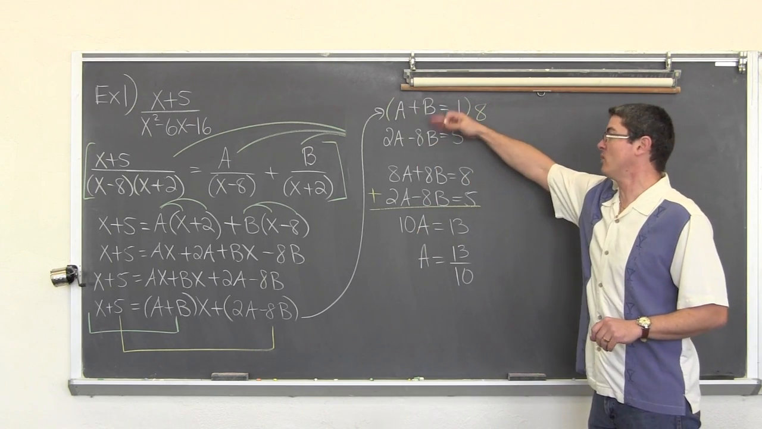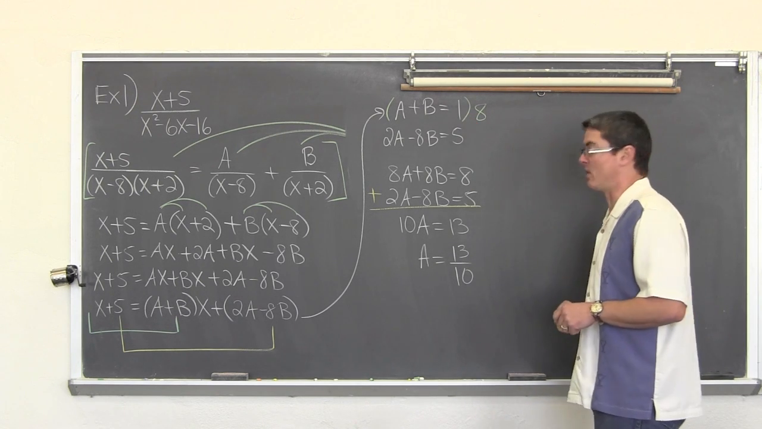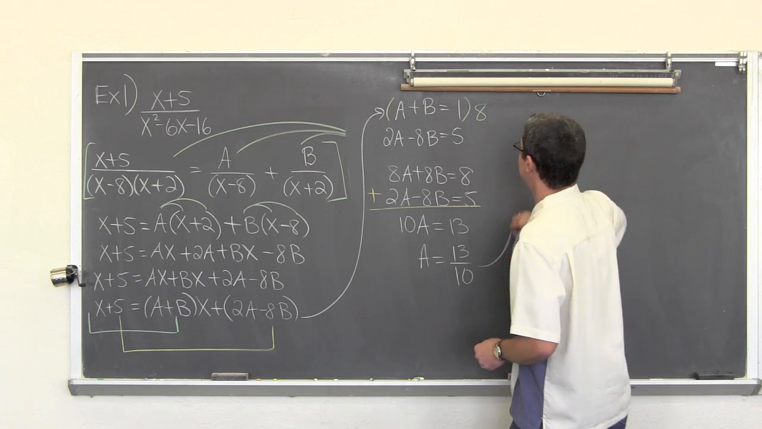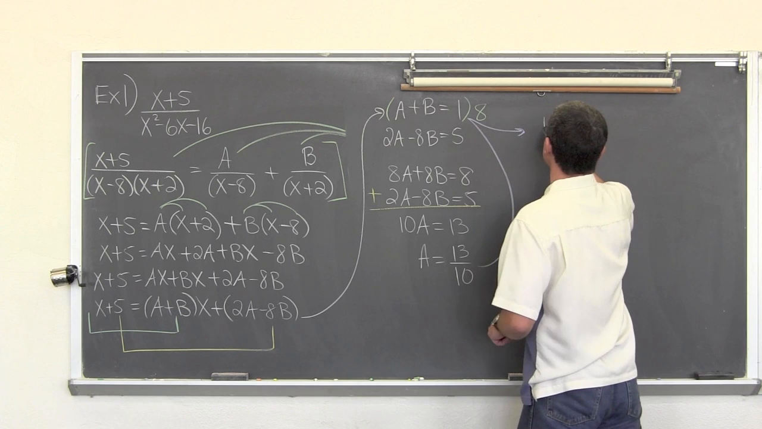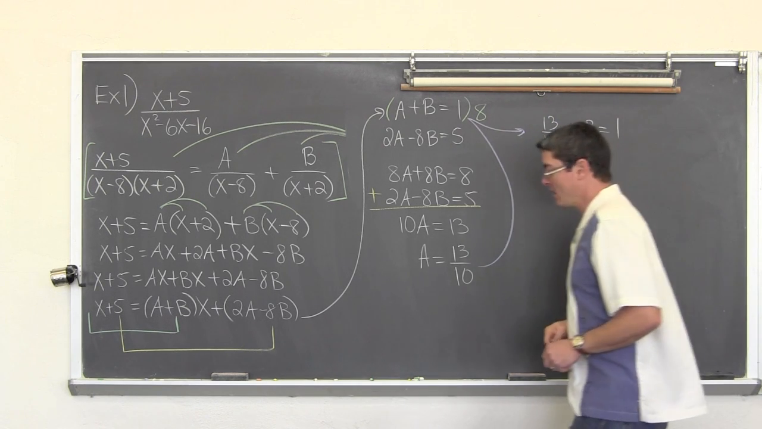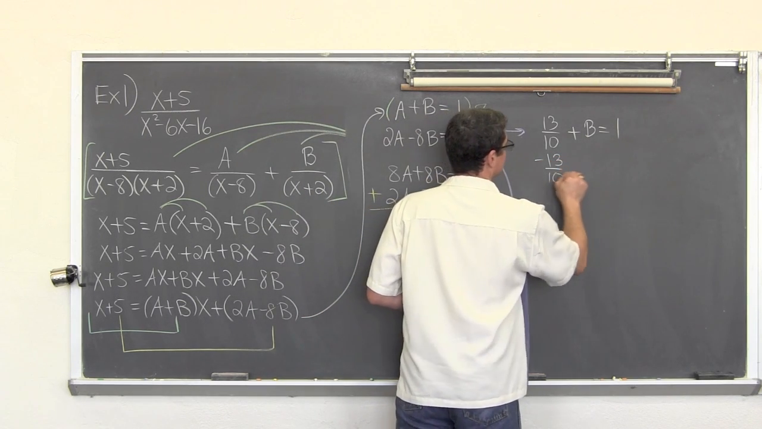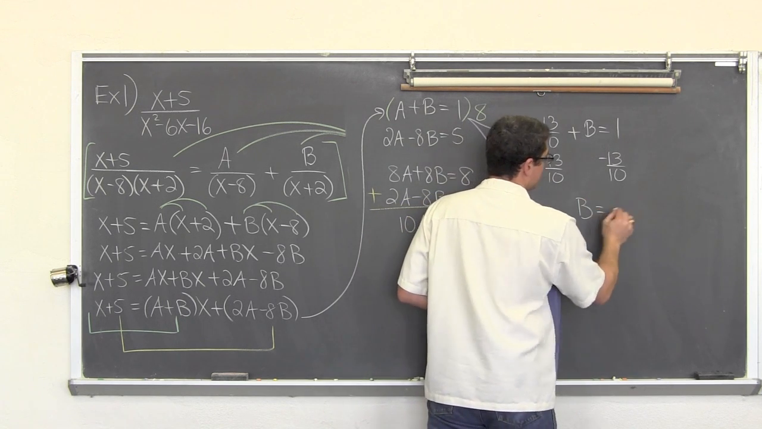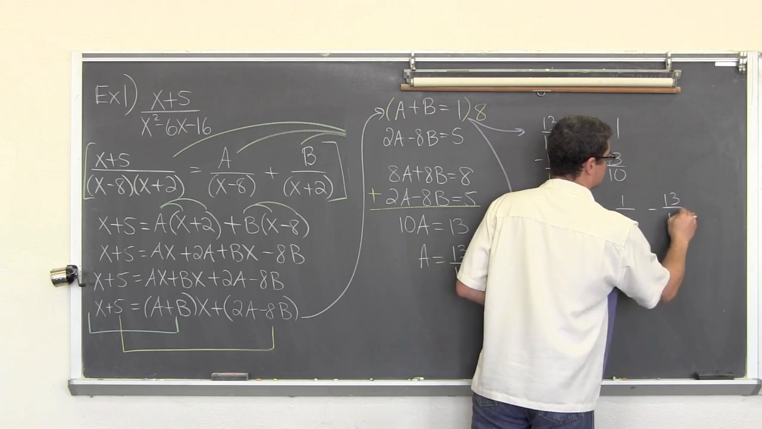This is clearly one of my two original equations of my linear system here, and this is clearly the simpler one. So I'm going to take A, plug it back into my first equation, and we get A, which is 13 over 10, plus B equals 1. We're going to subtract both sides by 13 over 10, and get B is equal to 1 minus 13 over 10.